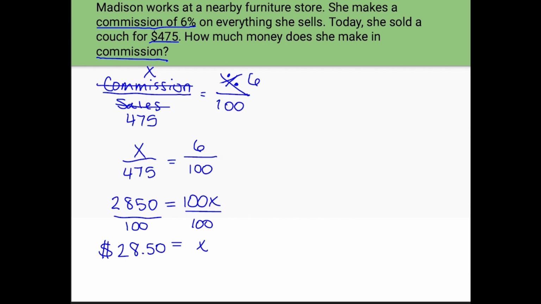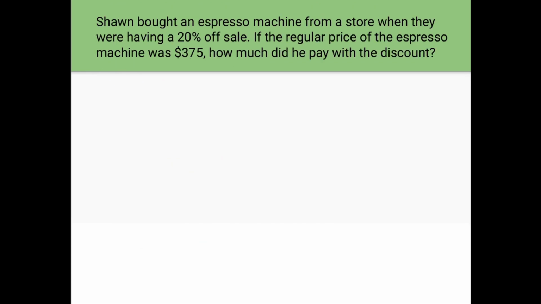Okay, let's see our next problem here. So Sean bought an espresso machine from a store when they were having a 20% off sale. So I'm going to underline that, 20% off sale. If the regular price, okay, I see a keyword here, regular price of the espresso machine was $375. So I'm going to underline that and call it original, because regular price, original price, they're the same thing. How much did he pay with the discount? So we're talking about paying with the discount. So this is actually talking about sale price.